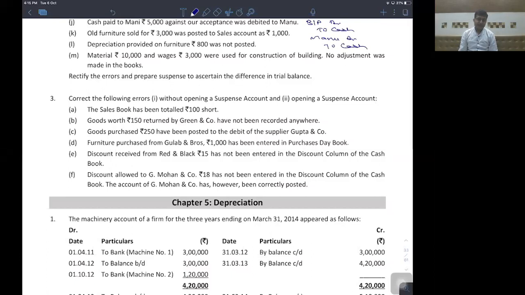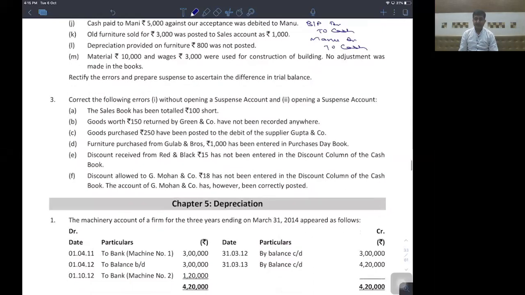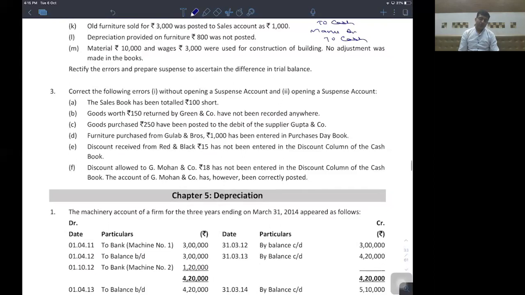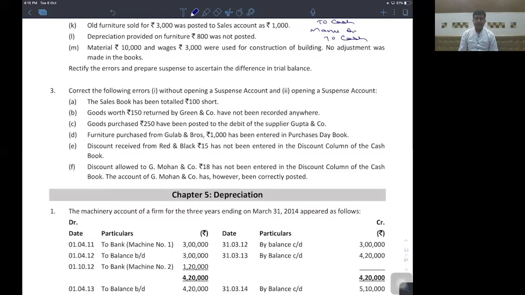Alright. Darshan, for the previous one, I had given the answer as Noor account debit to allowances account rupees 1,600. This is the entry that I had passed earlier. Alright. Old furniture sold for rupees 3,000 was posted to the sales account as 1,000.